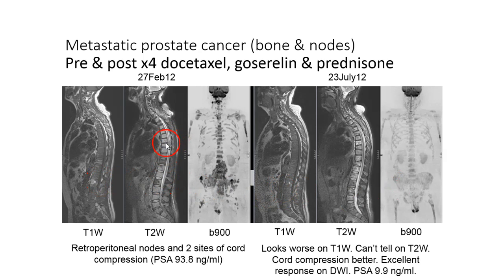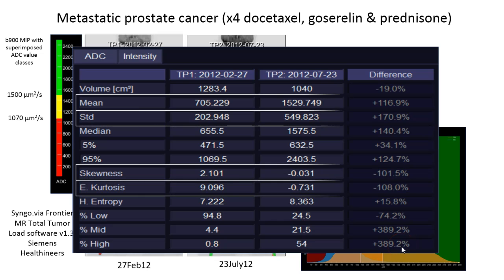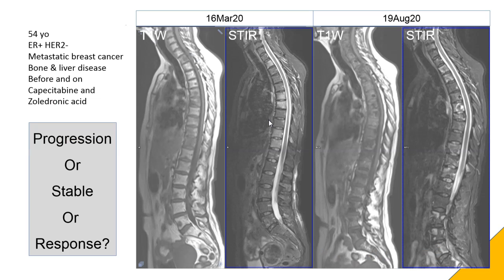And we can see that the soft tissue within the canal has disappeared, but the T2 is otherwise difficult to interpret. And here are the images that I showed you previously. You can see how the ADC increases, and we can read off the increase in ADC that increased from 705 to 1529, and you can see a widening of the standard deviation also.